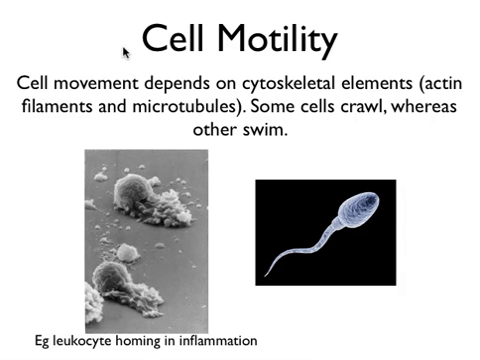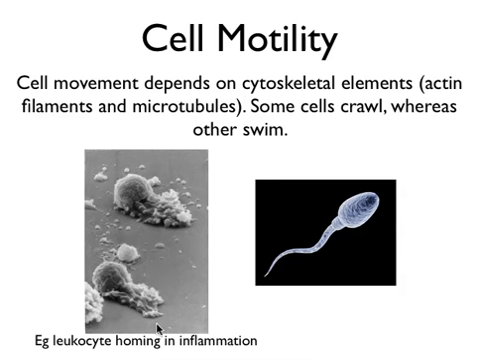This video is going to be about cell motility. Cell movement is dependent on cytoskeletal elements, in this case actin filaments and microtubules. There are two types of cell movement. Cells can either crawl or swim.